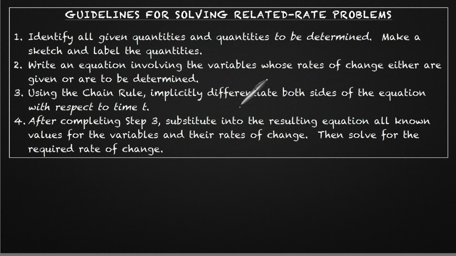You have to remember that each variable in the equation is dependent upon time. The radius is changing with respect to time. The height is changing with respect to time. The volume is changing with respect to time. So when you're taking the derivative, you're not taking the derivative with respect to r or h. You're taking it with respect to t. So you have to use implicit differentiation all the way across.